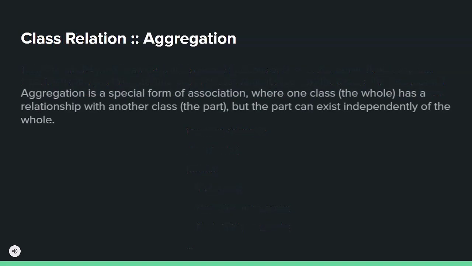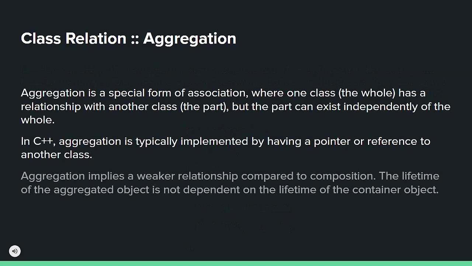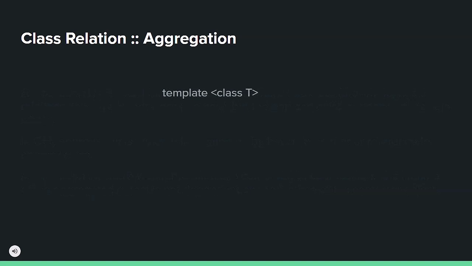Aggregation in C++ is a weaker relationship than composition, where one class, the whole, has a pointer or reference to another class, the part, allowing the part to exist independently of the whole. Here you can see that list is in relation with class node.